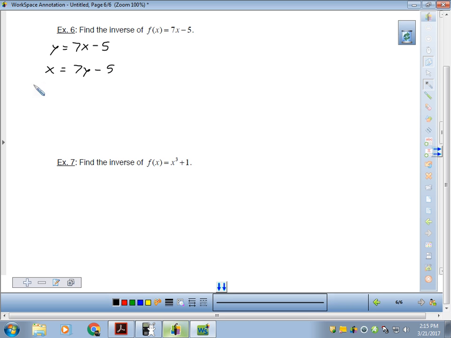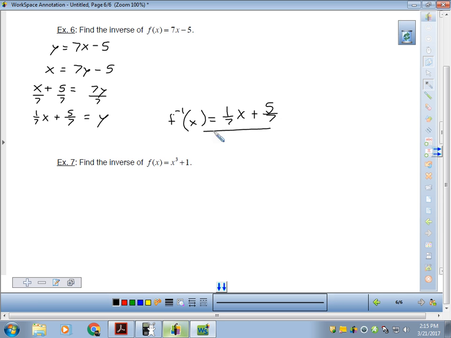So I'm going to add the 5 across. x plus 5 equals 7y. And then I'm just going to divide everything by 7. So I'll end up with 1/7 x plus 5/7 equals y. The last step is to replace y with f inverse. So we'll have f inverse of x equals 1/7 x plus 5/7. And again, you could check that you were correct by doing a composition between these two functions and seeing if it equals x.